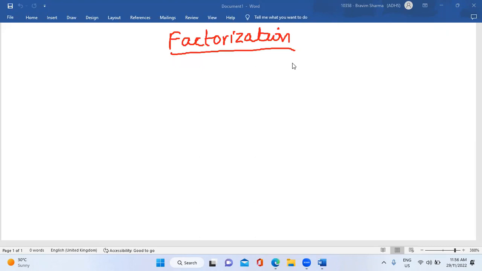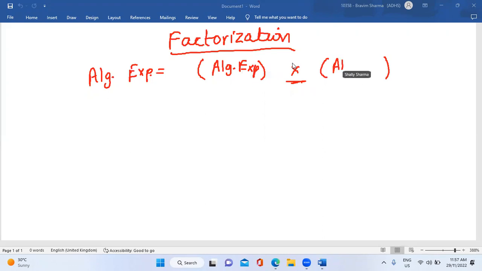It means you just have to write one algebraic expression as the product of two algebraic expressions, or it depends on the question. There might be three, four. But just remember, you have to write the algebraic expression as a product. Here will be one algebraic expression and then another algebraic expression, and there can be many more. It depends upon the question, but always there will be a multiplication that you can show with the help of brackets also.